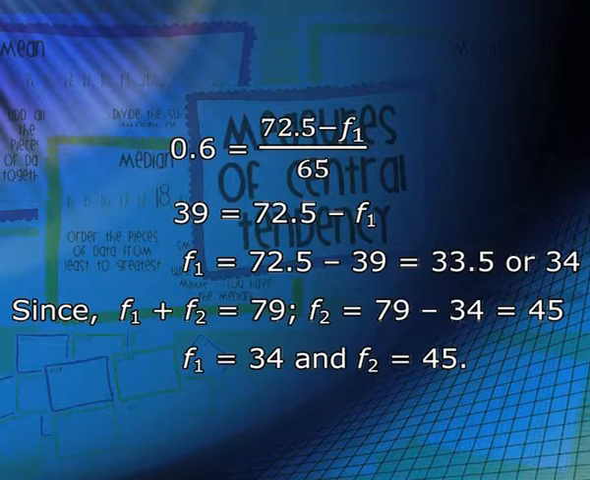Then we have 39 on the left hand side, and on the right hand side we'll be having 72.5 minus F1. So that implies that F1 is equal to 72.5 minus 39, that is giving us 33.5 or 34. Since F1 plus F2 is equal to 79, F2 will be, now since we know the value of F1, we are substituting the value of F1 here. So F2 equals 79 minus 34, which is equal to 45. So F1 is 34 and F2 is 45. So the first part of the question has been solved.